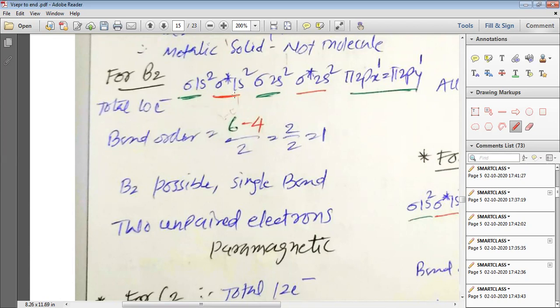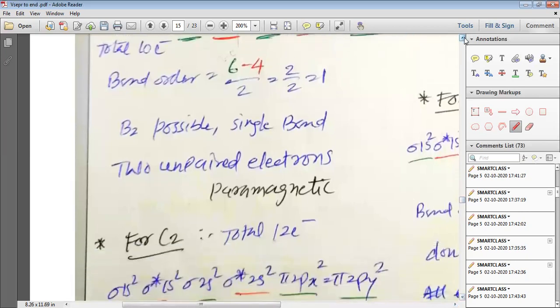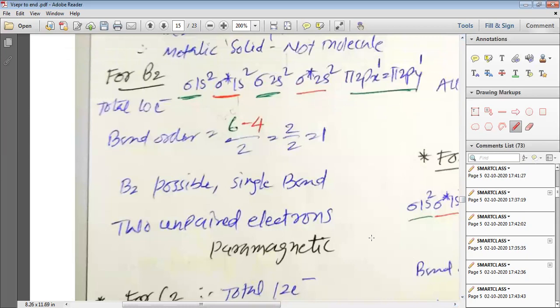Sigma 1s2, sigma star 1s2, sigma 2s2, sigma star 2s2, pi 2px equal to pi 2py, and that is why with the green color ink we have 2 plus 2, 4 plus 2, 6 electrons. With the red ink we have 4 electrons, and that is why the bond order is going to be 6 minus 4 by 2, that is 2 by 2, which is 1, and that is why B2 is possible. When B2 is formed, B and B have a single bond. We have 2 unpaired electrons, and that is why the molecule B2 is paramagnetic in nature, my dear students.